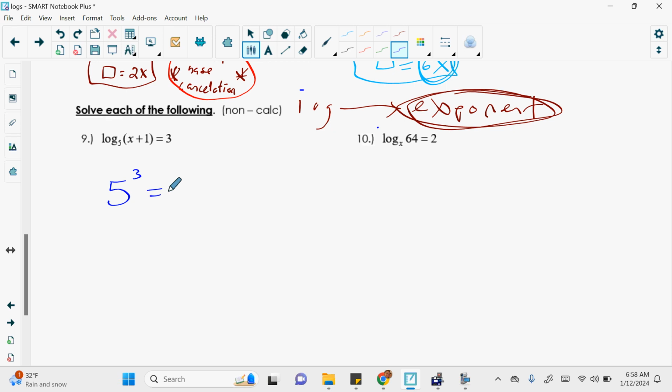Now, I want you to try number 10. Pause the video, and see if our answers are the same. All right, here we go. Ready? x to the 2nd power equals 64. So you're like, wait, what to the 2nd power equals 64? So in this case, it's going to be x equals 8, because 8 to the 2nd power equals 64.